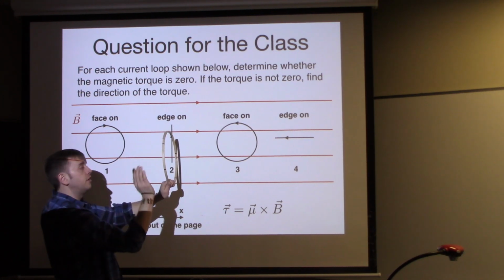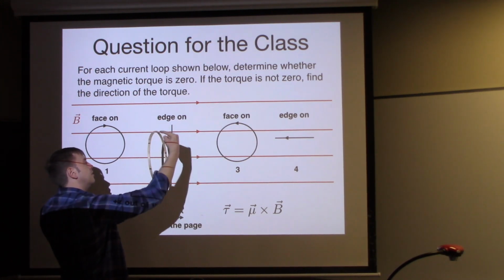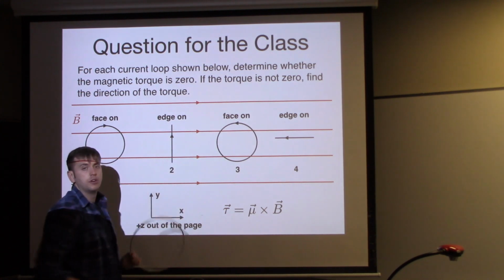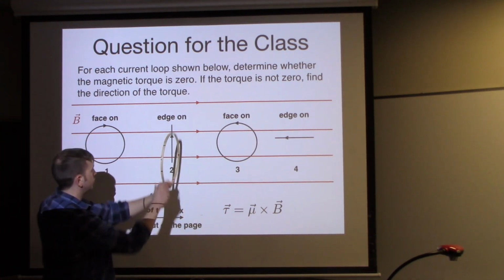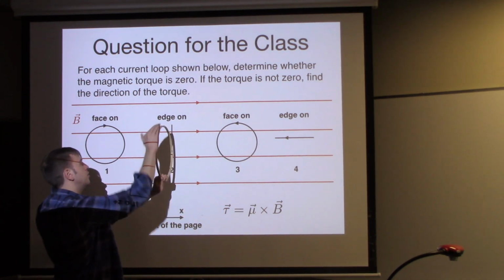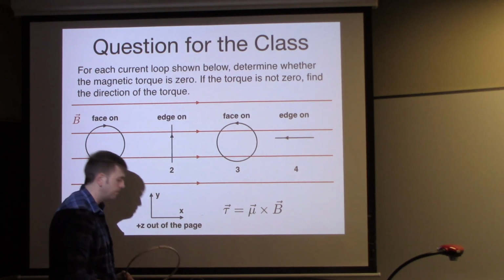So on the side facing you, the current is going up. On the side facing away from you, the current is going down. Okay? So it's like we're looking at it on its edge with the current going this way.